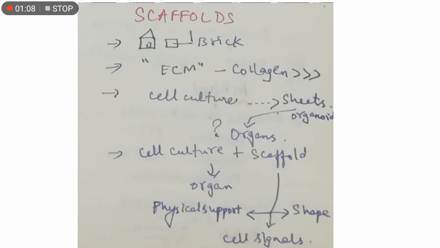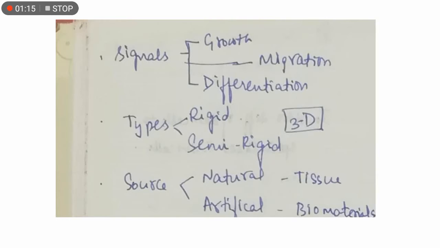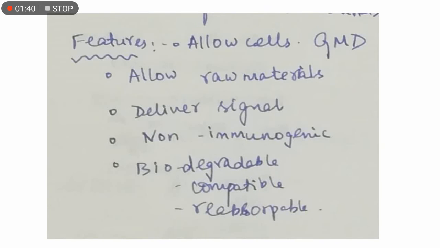So it gives the physical support, the shape, and also cell signals, like the growth factors, are given by the scaffold. These signals, which are given by the scaffold, will ensure growth, migration, as well as differentiation and multiplication of the cells. There are two types of scaffolds. Both of them are obviously three-dimensional because our organs are three-dimensional. They are rigid or semi-rigid. The source of this scaffold can be either a natural one or an artificial one. If it's a natural one, it's a human tissue. Artificial, it's made up of a lot of biomaterials.